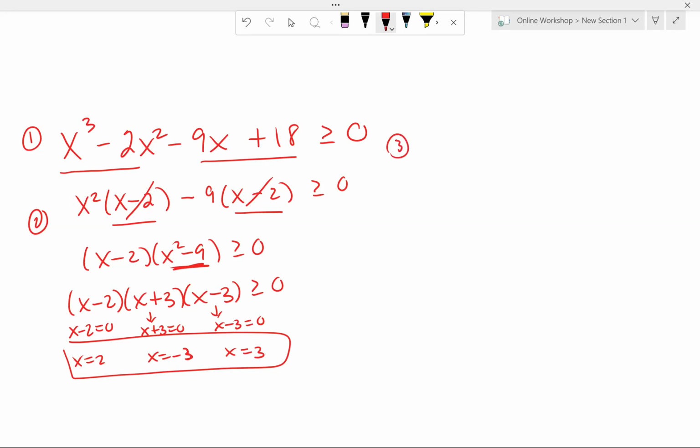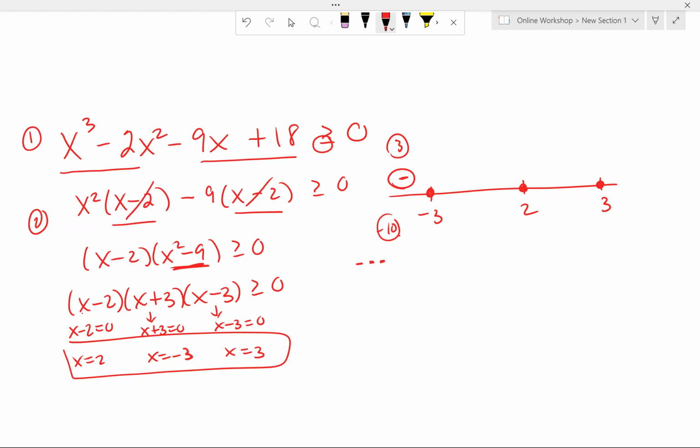In step 3, I make a number line test. Again, make sure you put them in the right order. I have done that mistake by accident. -3, 2, and 3 all line up from smallest to greatest. Because of the equal to, they will all get closed circles. They will be included with brackets. And now I'll do my number line test. If I pick a -10 for x, I'll get a -12, which is a negative. -10 plus 3 is a -7. -10 minus 3 is a -13. An odd number of negatives multiplied is a negative.